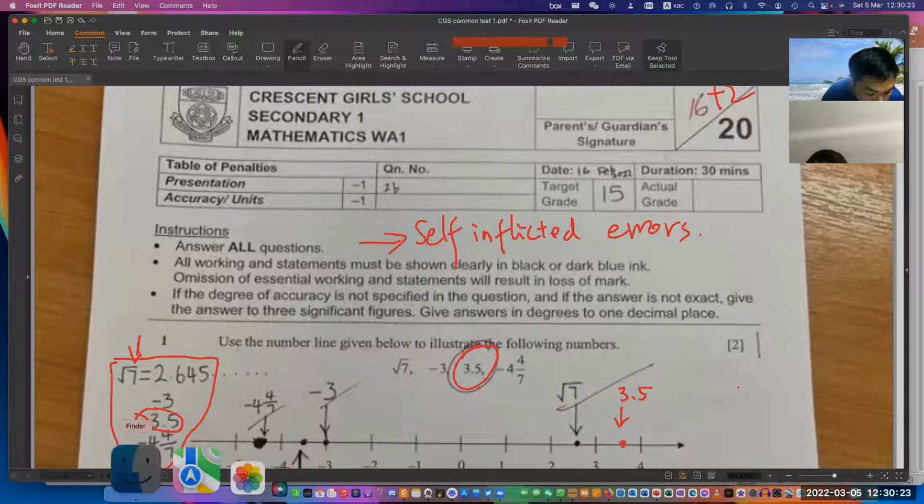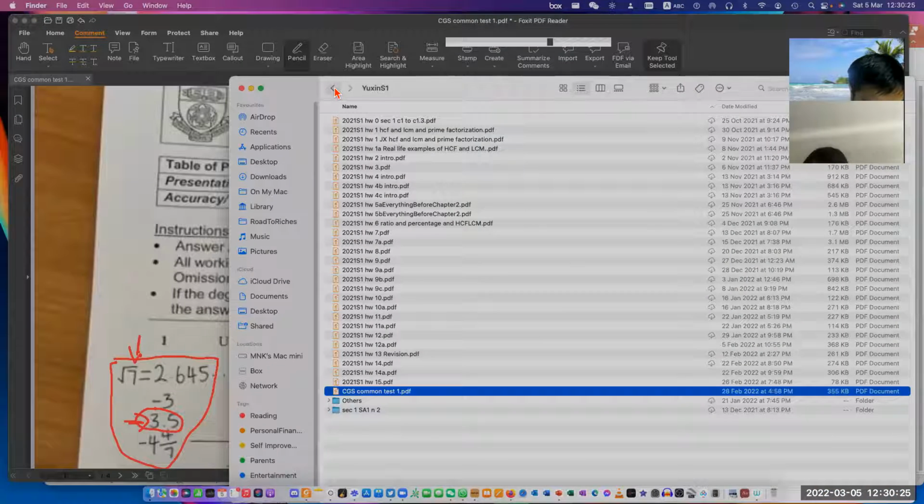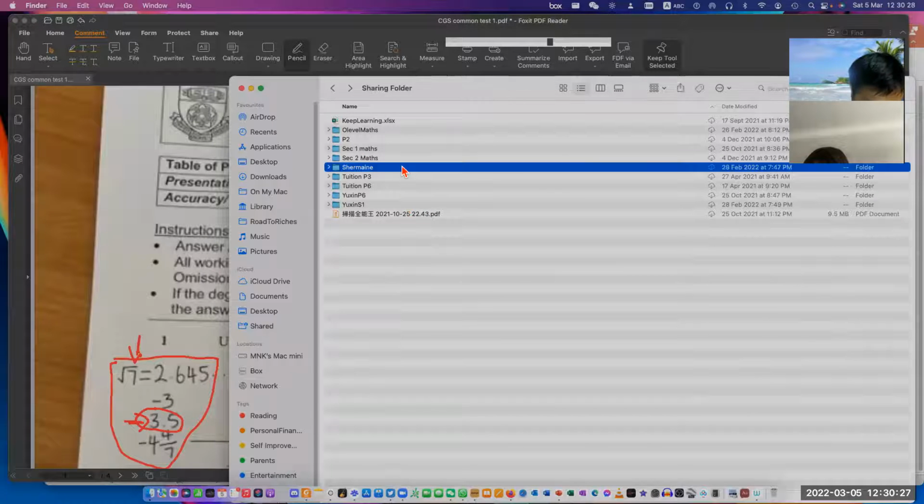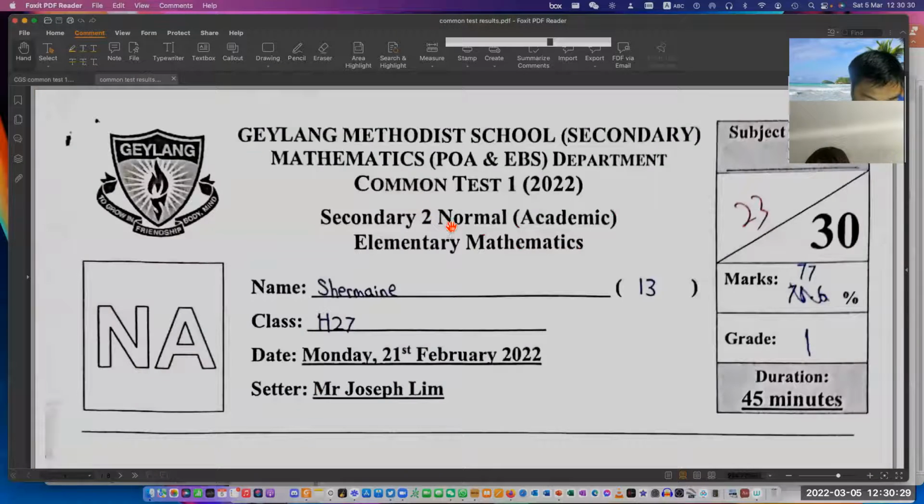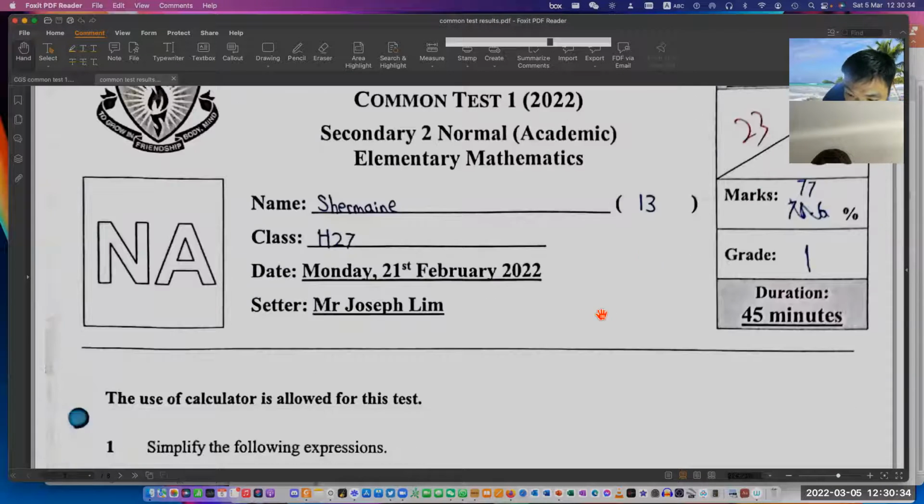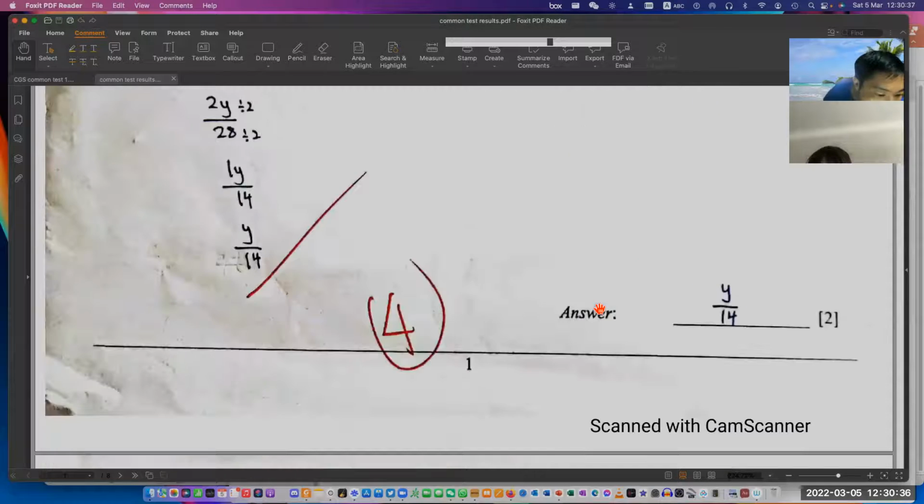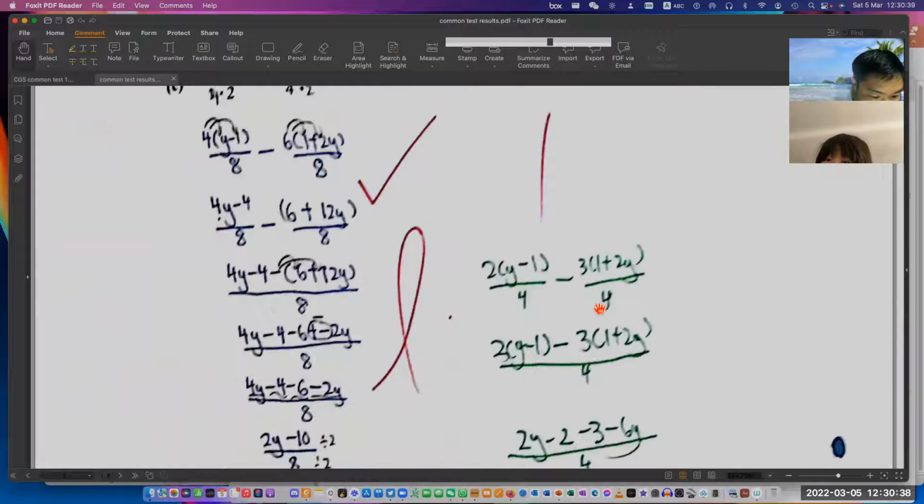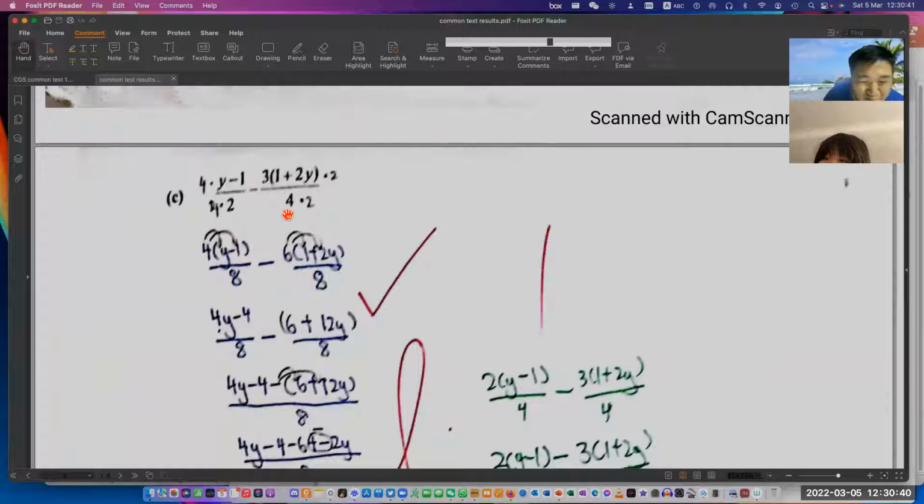Okay, good. So with this, I'm going to go through another paper with another student with you so that you can learn from each other. Okay, she got 23/30, so it's about 77%. So you look at her work. She is more advanced than you, but not too much, because I think next term you are going to learn factorization and make the denominator the same. By the way, we are learning it already. Maybe your school is not catching up yet.